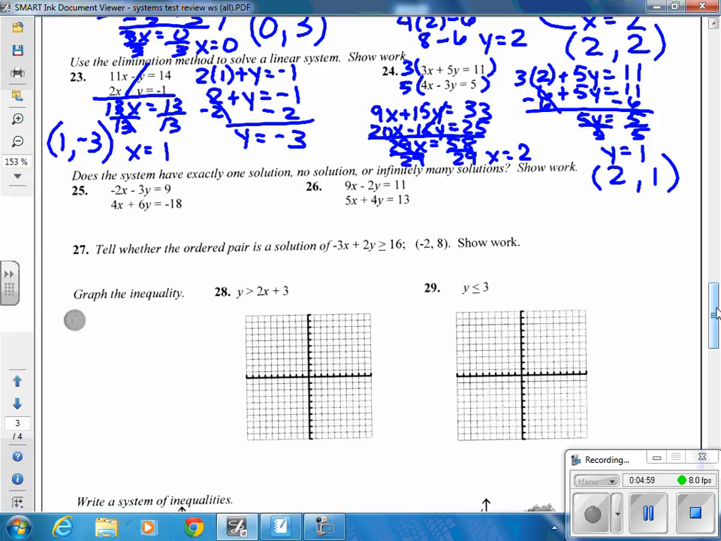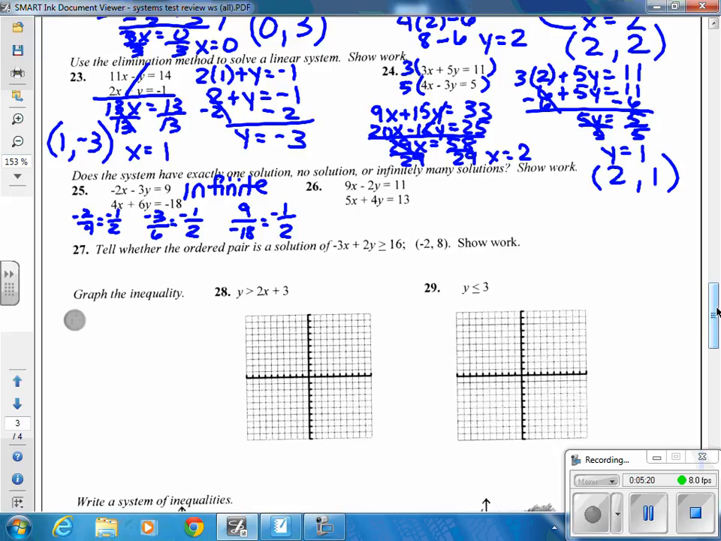All right, so for 25 the ratios: -2/4 makes -1/2, -3/6 makes -1/2, 9/-18 makes -1/2. So because all three ratios came out to be -1/2, this means that this has infinite solutions. Infinite is the only one where all the ratios are exactly the same.